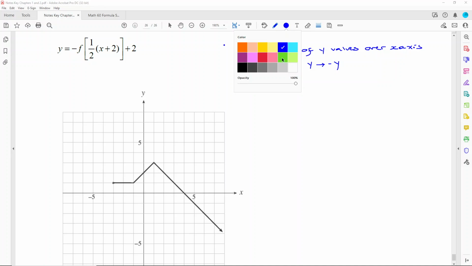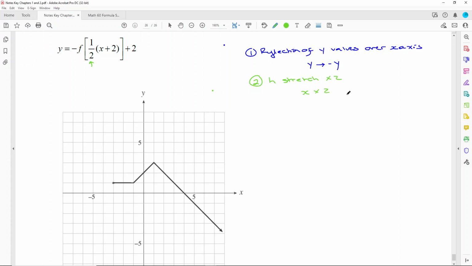Second transformation is that I have a what? What's this going to do? It's a horizontal stretch by 2. Going to take my x values and multiply them by 2. So maybe I have this reflected graph and then I stretch it horizontally by 2.